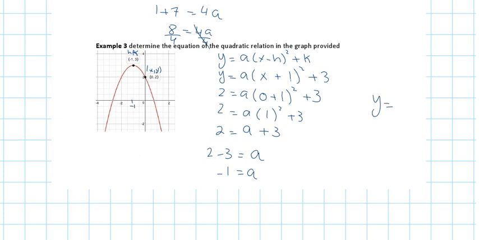All right. Remember, guys, that the a value is the one that causes the reflection, right? If a is negative, negative opens down. Yeah. Remember that? So does it make sense that it's negative? Yes, it does. Because my graph is opening down.